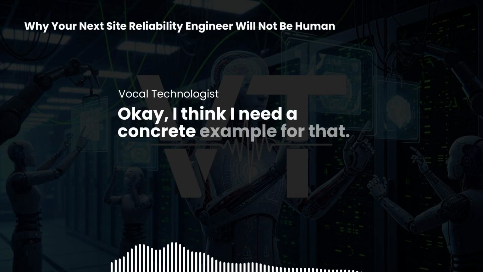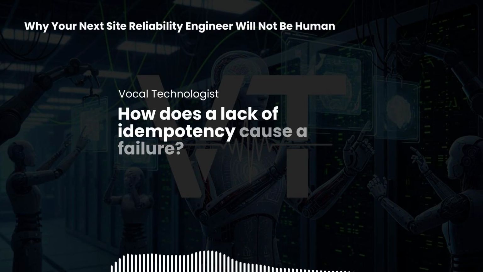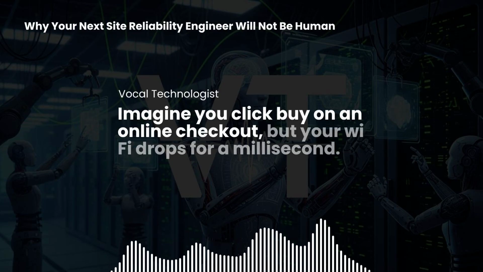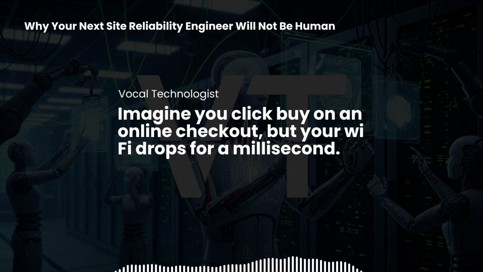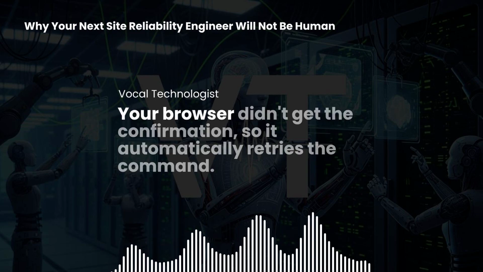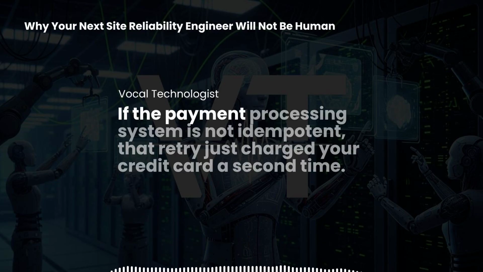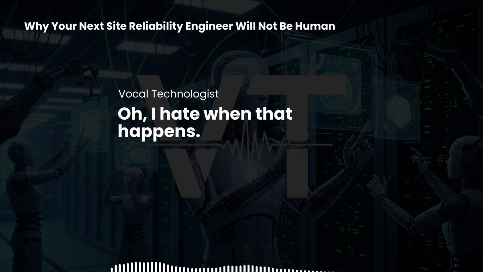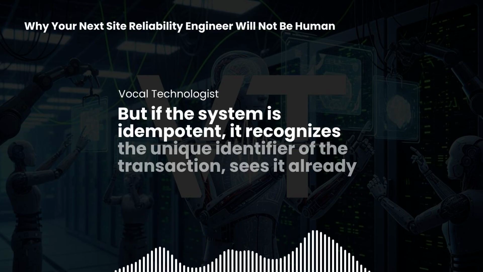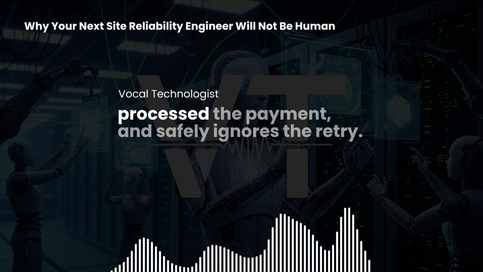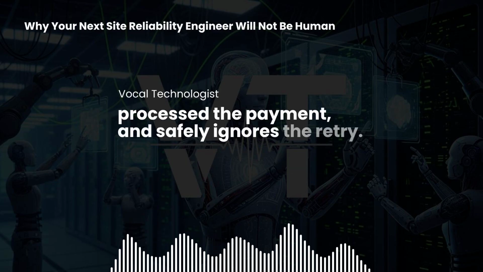I think I need a concrete example for that. How does a lack of idempotency cause a failure? Sure. Imagine you click buy on an online checkout, but your Wi-Fi drops for a millisecond. Happens all the time. Your browser didn't get the confirmation, so it automatically retries the command. If the payment processing system is not idempotent, that retry just charged your credit card a second time. Oh, I hate when that happens. But if the system is idempotent, it recognizes the unique identifier of the transaction, sees it already processed the payment, and safely ignores the retry.